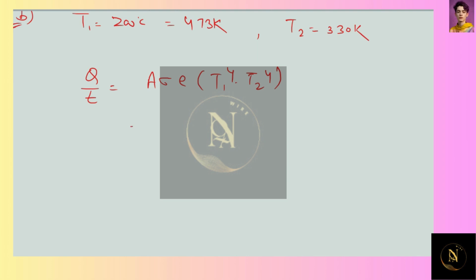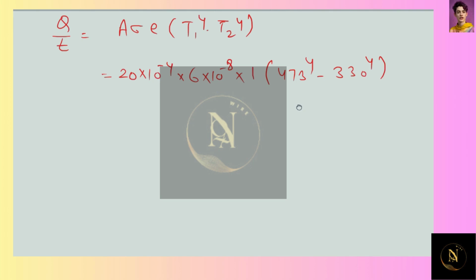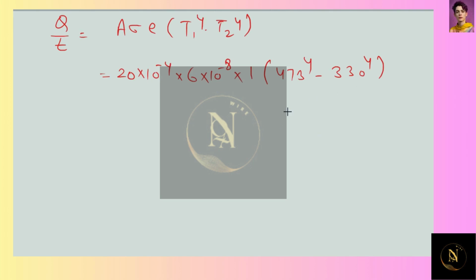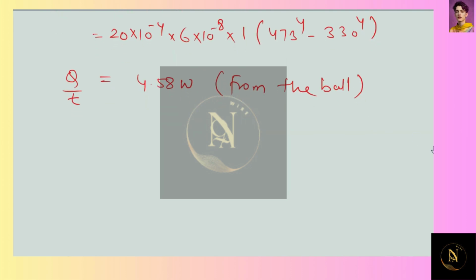Now put all the data in this equation. So this is 20 into 10 to the power minus 4 into 6 into 10 to the power minus 8 into emissivity 1, and this is 473 to the power 4 minus 330 to the power 4. After solving this we get the value 4.58 watt, and this is from the spherical ball. This amount of heat is flowing from this spherical ball, and this is our answer for this given question.